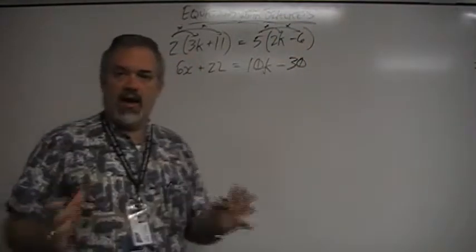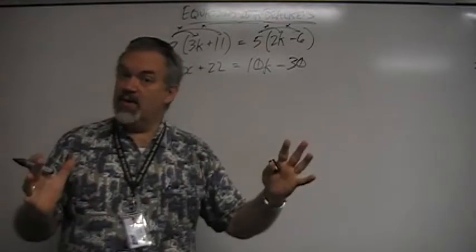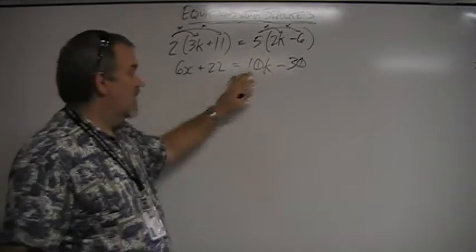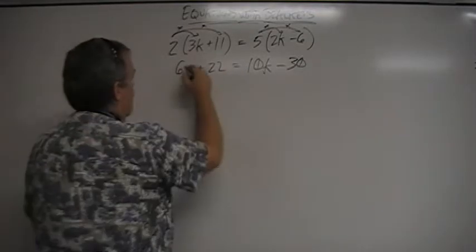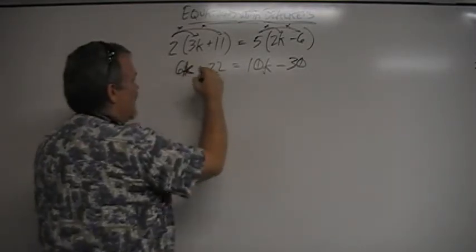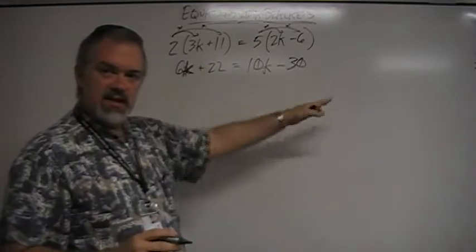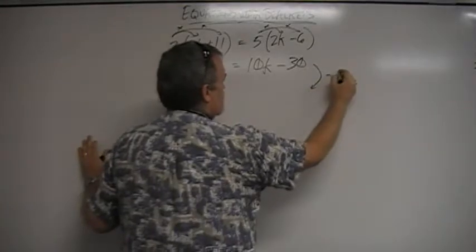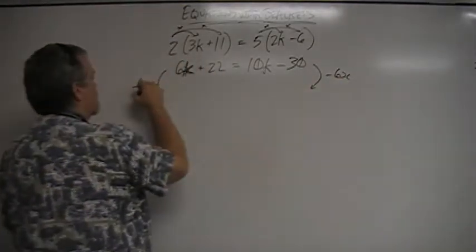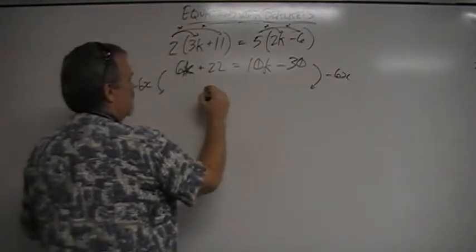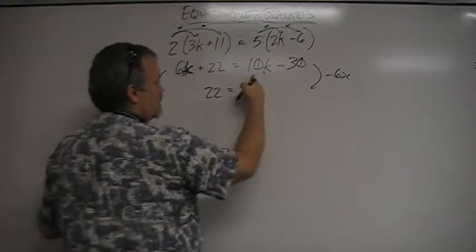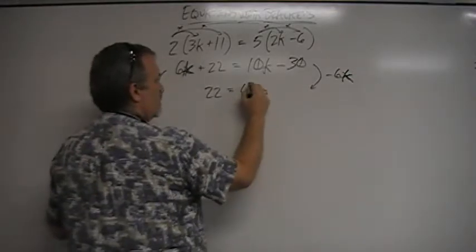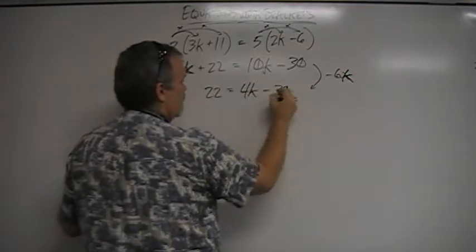Now remember, we want to get all the pronumerals on one side. Doesn't matter which side. Could be on the right-hand side, could be on the left-hand side. Since there are more k's over here than over here, I'm going to move these to that side. So we're going to subtract 6k from both sides. These go away. 22 is equal to 10k take away 6k. Leaves me with 4k minus 30.